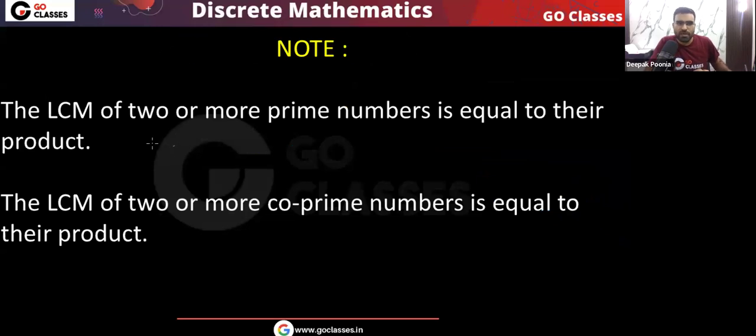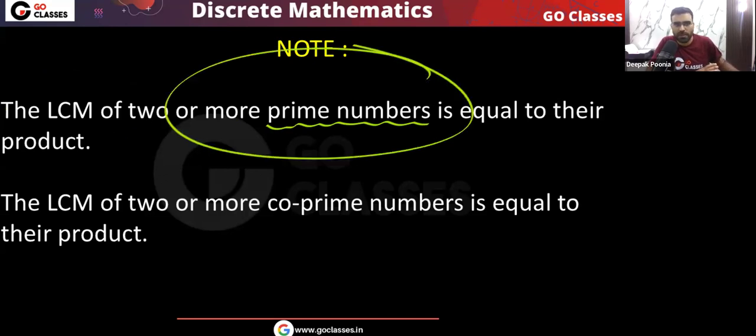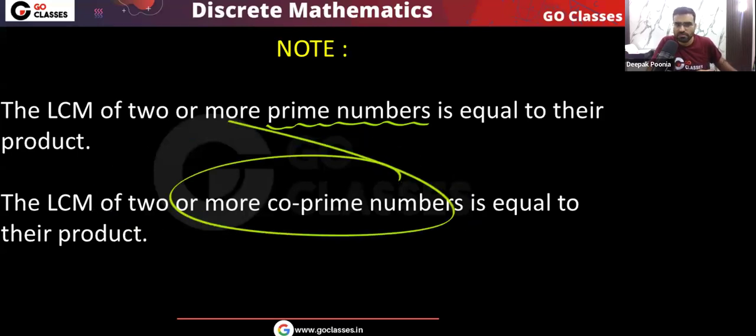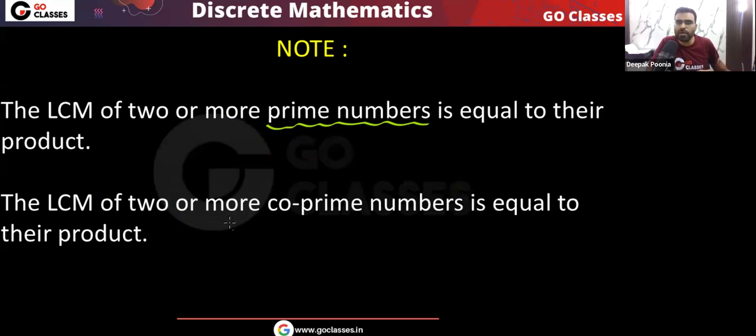Let me tell you one note. The LCM of two or more prime numbers is always equal to their product, meaning just multiply them. So if you have two or more prime numbers, then finding the LCM is very easy. All you need to do is just multiply all of them. Similarly, another note, if you have two or more co-prime numbers. What are co-prime numbers? Two numbers are co-prime if their GCD is equal to 1, meaning other than 1, no number can divide both of them. Or I can say the only value which can divide both of them is 1.